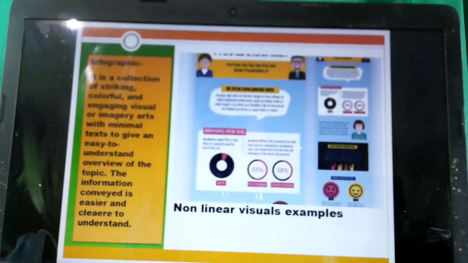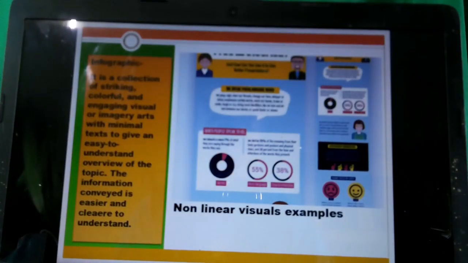Let's proceed. We also have the infographic. It is a collection of striking, colorful, and engaging visual or imagery arts with minimal texts to give an easy to understand overview of the topic. The information conveyed is easier and clearer to understand because you are presented with the information as given in our presentation.